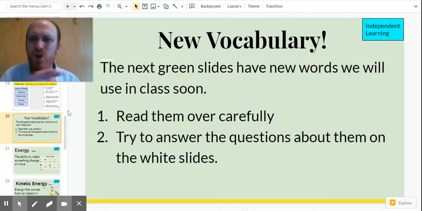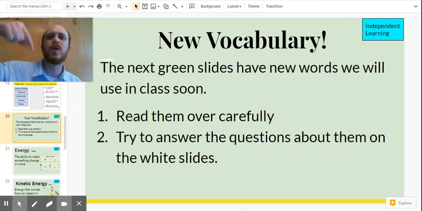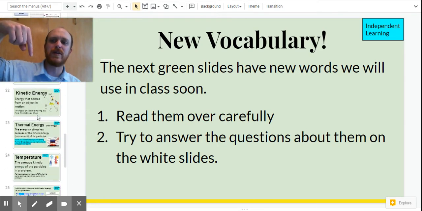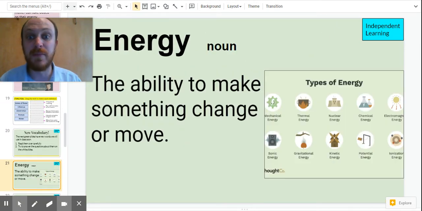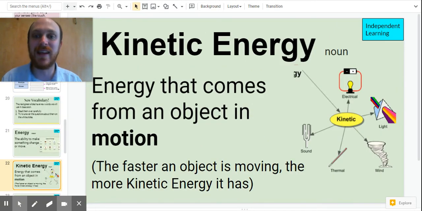So the green slides have new words. Read them to yourself. Then try to answer the questions at the very bottom of the slideshow, down here, okay? So we have energy, the ability to make something move or change. Kinetic energy, energy that comes from an object in motion.